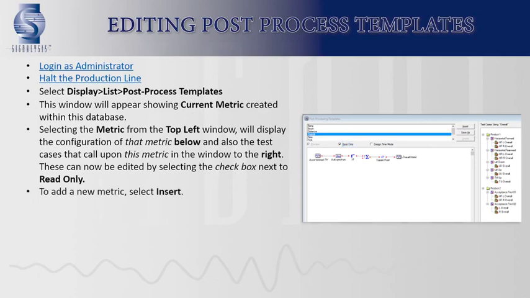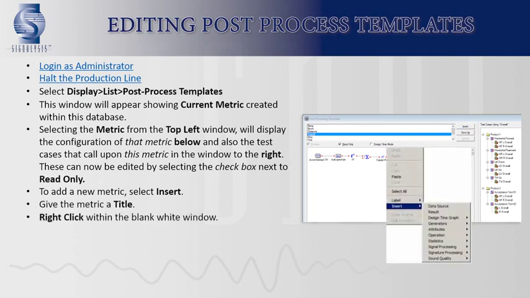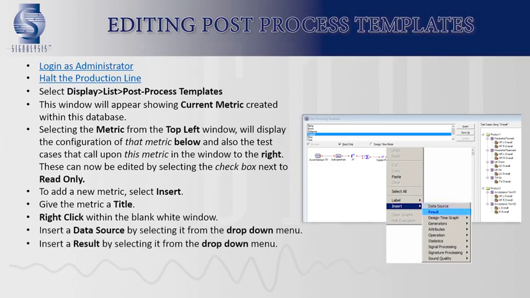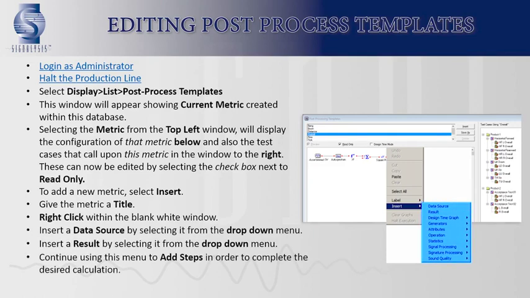To add a new metric, select Insert. Give the metric a title. Right-click within the blank white window. Insert a data source by selecting it from the drop-down menu. Insert a result by selecting it from the drop-down menu. Continue using this menu to add steps in order to complete the desired calculation.